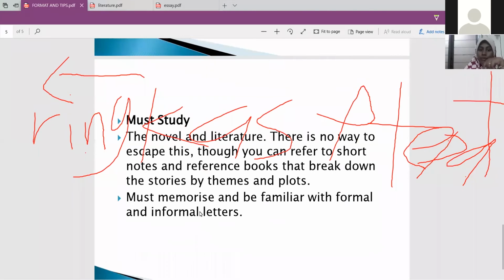You have to memorize and be familiar with formal and informal letters. Okay, lastly, this is what you have to memorize. You should know how a formal letter and an informal letter work. There are two different types, formal and informal letters. How does it work? Later I'll show you some samples. It shouldn't be a problem.